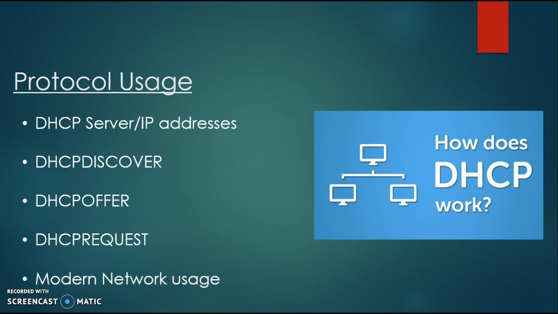Now, when a discover packet reaches the DHCP server, the server then attempts to hold on to an IP address that the device can use, and by using the DHCP offer packet, it then offers the client the IP address.